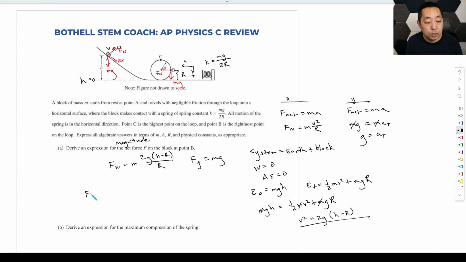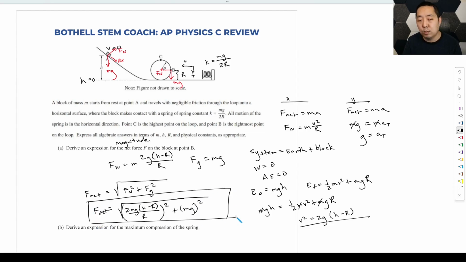So our net force is going to be the square root of the x component squared plus the y component squared, to find the magnitude. So that's going to be the square root of 2mg(h minus r) over r, all of that squared, plus mg squared. Right? So that's the net force there. And you can just leave it like that. You could simplify it some if you want, but that's fine. Just leave it like that.